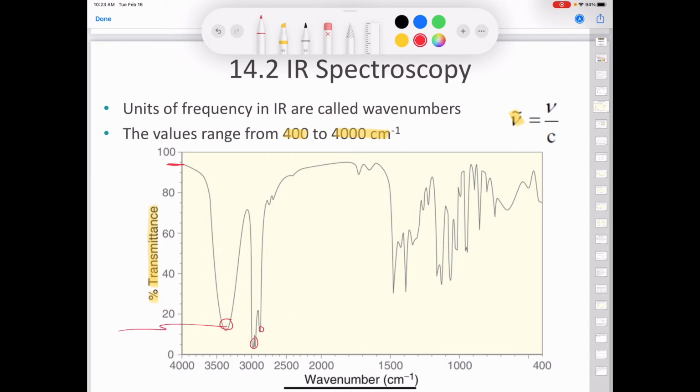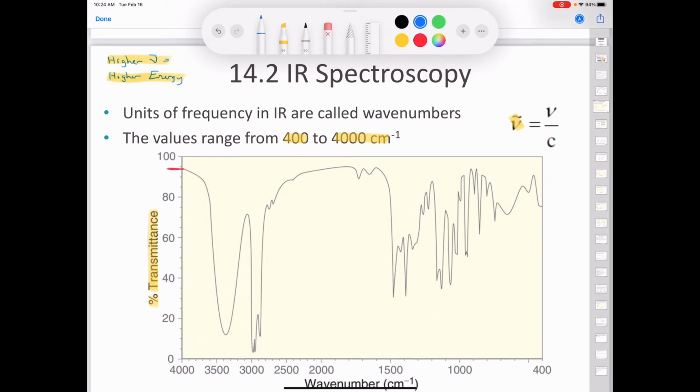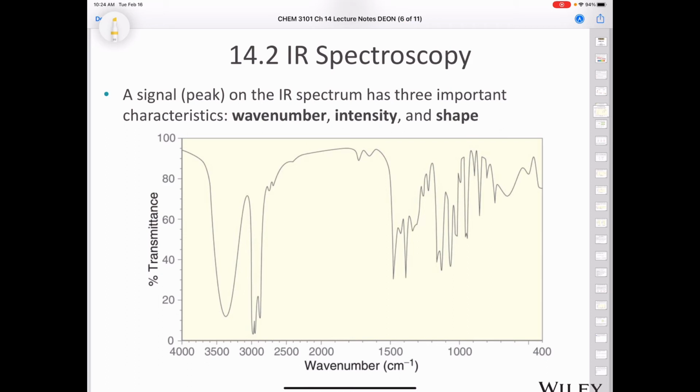Wave number is proportional to frequency, and therefore a larger wave number represents a higher energy. Signals that appear on the left side of the spectrum correspond to high energy radiation, while the signals on the right side correspond to lower energy radiation. Every signal in the infrared spectrum has three characteristics: wave number, intensity, and shape. We're going to take a look at these three in the next few videos.